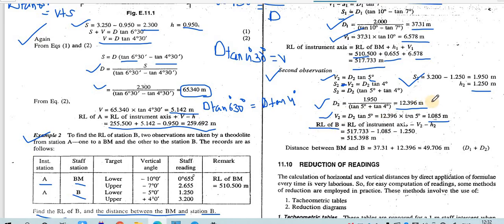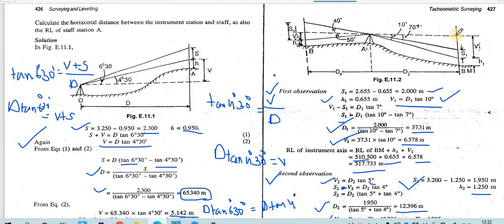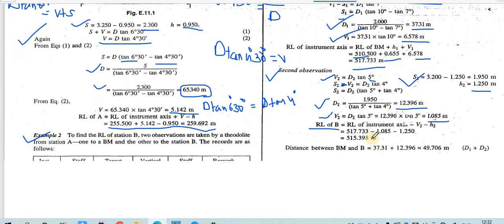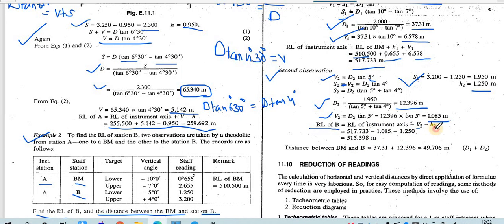Now how can you calculate the RL of B? Because you have got the instrument axis level, this will be minus V2, this will be minus H2. So minus V2 minus H2 will give you the RL of point B, which is coming out to be 515.398. Okay, and we also need to calculate the distance from the benchmark to B, which will be the addition of the two distances. One was coming out to be 37.31, one was coming out to be 12.369. So we'll add these values and we'll get the horizontal distance, which is 49.706 meter.